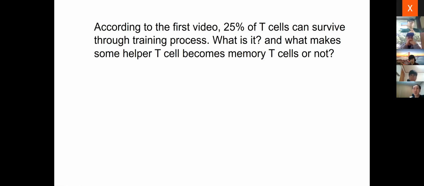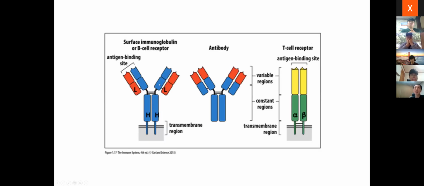Is it okay, Taekjun? This question was given by Taekjun? Was it your question? Yes, me, yes. Okay. Thank you. So this is kind of the maturation process. That process is almost the same for B cells and T cells.